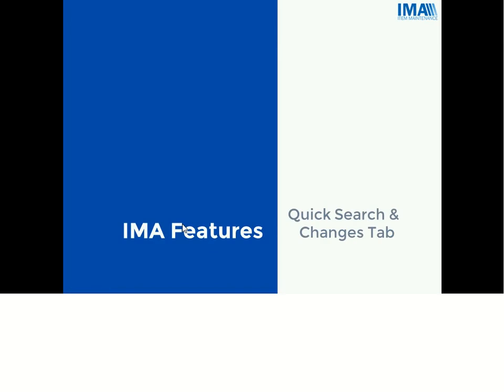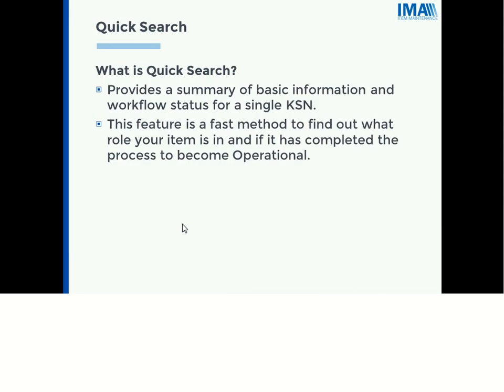All right, first up is the Quick Search and Changes tab. The Quick Search provides a summary of basic information and workflow status for a single KSN. It's the fastest method to find out what role your item is in and if it has completed the process to become operational. Most of you have probably done a quick search if you've been in IMA at all. That's usually one of the first things people tend to do.